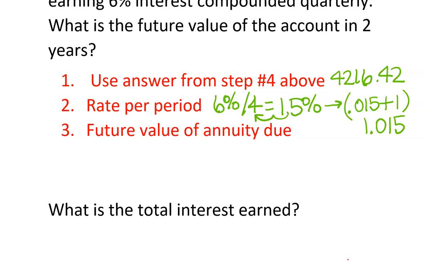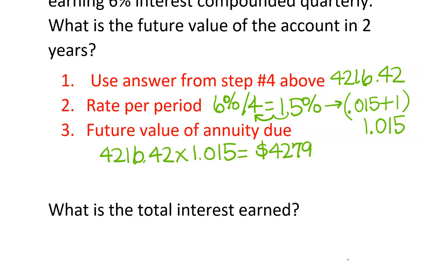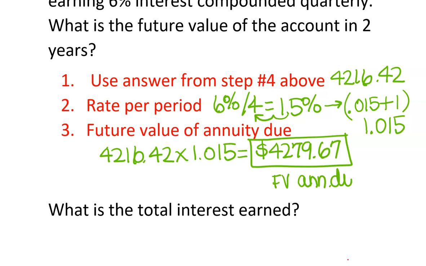What happens is you get a little more interest because they put it in at the beginning instead of at the end. So you're going to take your future value, multiply it times 1.015, and you get 4279.67. So this is your future value for the annuity due.